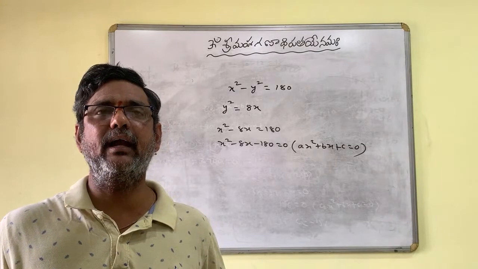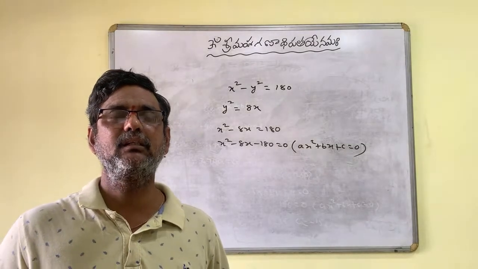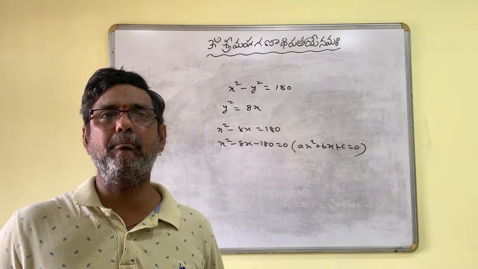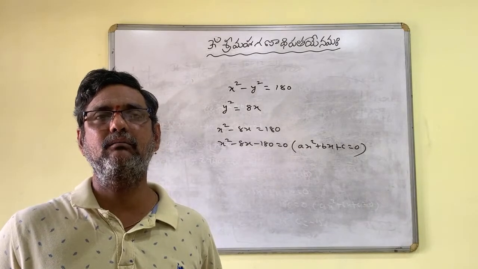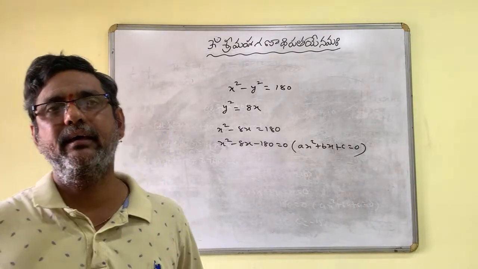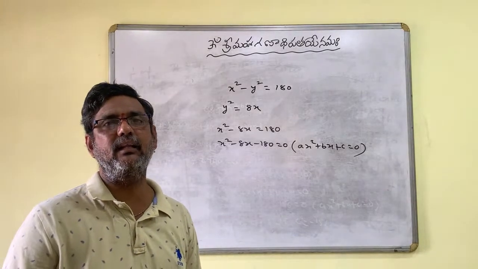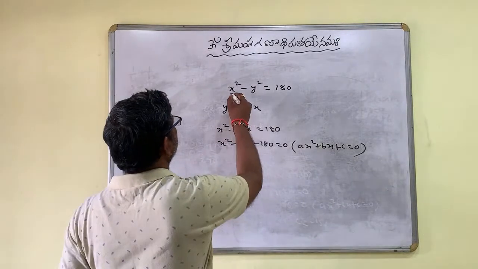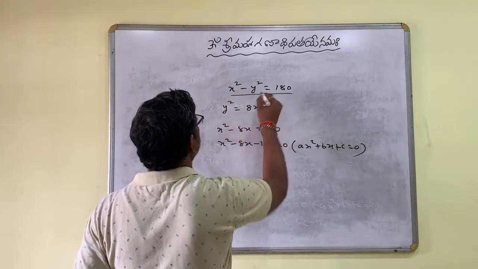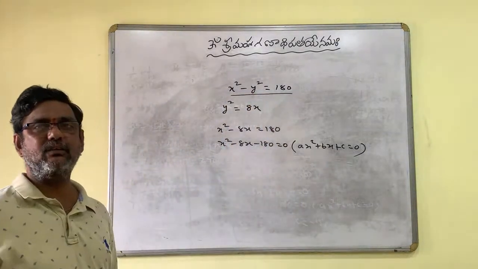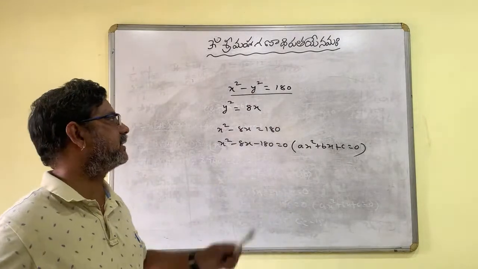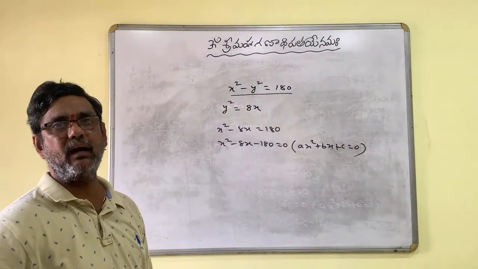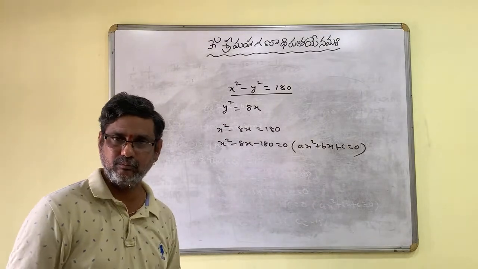And the second condition is: square of the smaller number is 8 times the larger number. Here, knowing which is smaller and which is larger is important. Since we have the equation x square minus y square is 180, clearly we can say that x is the greater number and y is the smaller number.